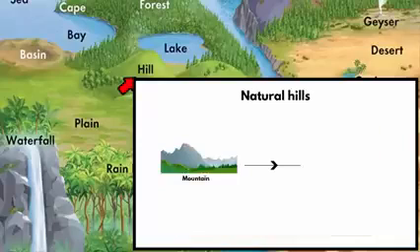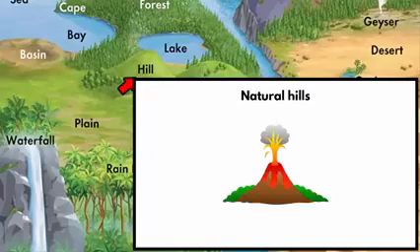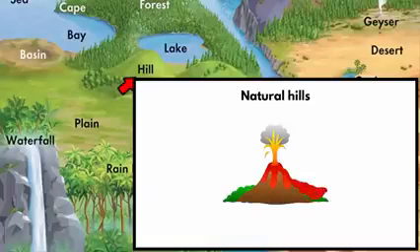Hills can be created by erosion. A mountain which is bigger than a hill can be worn down by erosion. What I'm trying to say is, hills may have once been mountains that were worn down by erosion over many thousands of years. Hills can also be formed due to volcanic eruption. When a volcano erupts, it releases large amount of lava.